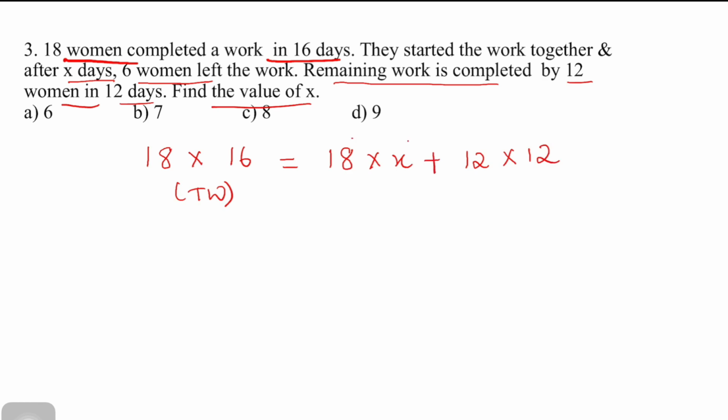So this plus this will give us the total work. 18 women worked for x days, and after x days 6 women left. So after 6 women left, 12 women worked for 12 days. When we add these both, we will get the total work. So therefore 18 into 16 is equal to 18x plus 12 into 12, which is 144.